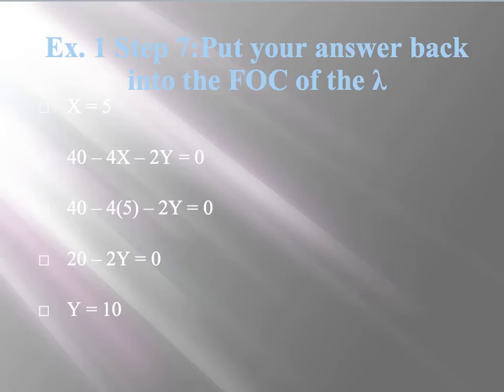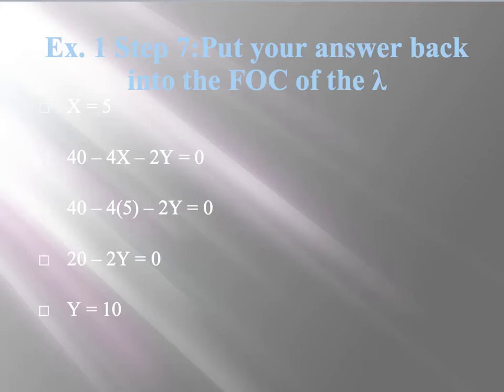So our partial derivative of the lambda variable is 40 minus 4x minus 2y equal to 0, and we have an answer now of x equals 5 being our optimization. So we're going to take that x equals 5 and plug it into that 4x. So now what we get is 40 minus 4 multiplied by 5 minus 2y equals 0. And we can solve now for y.